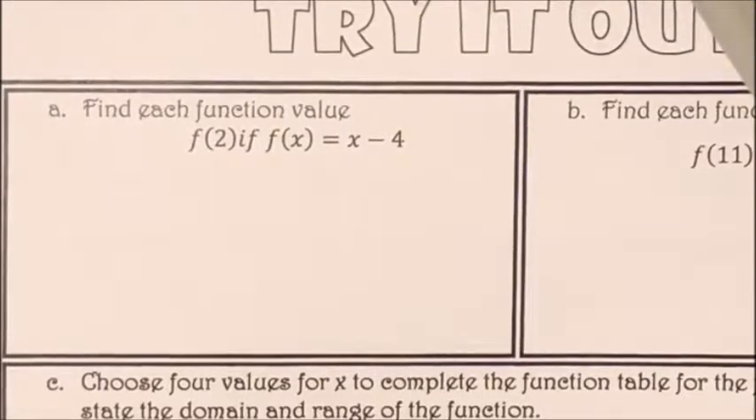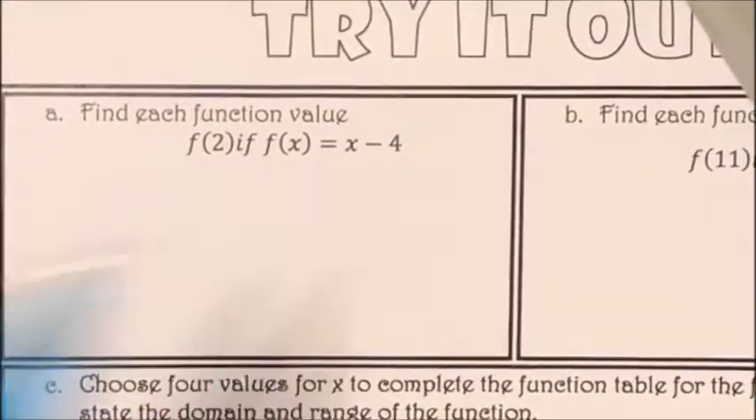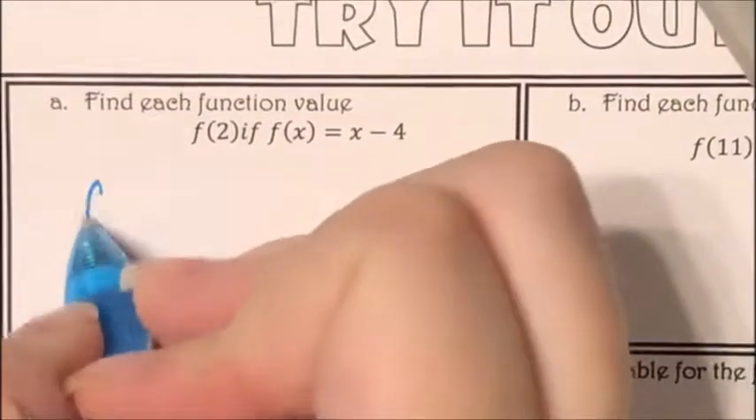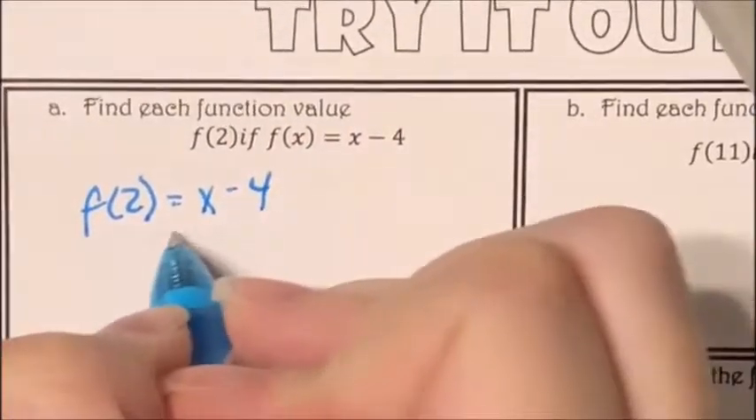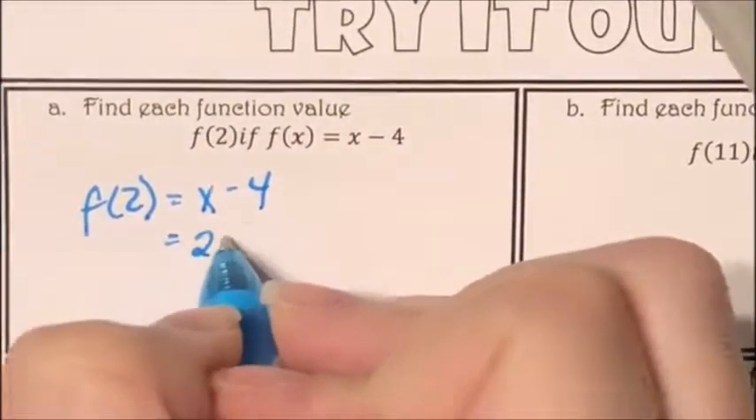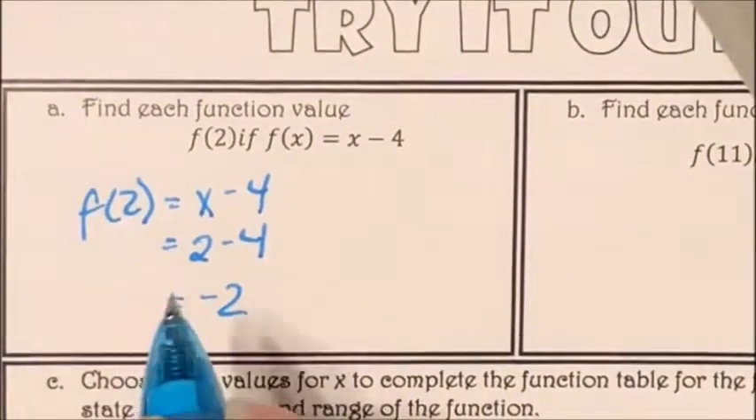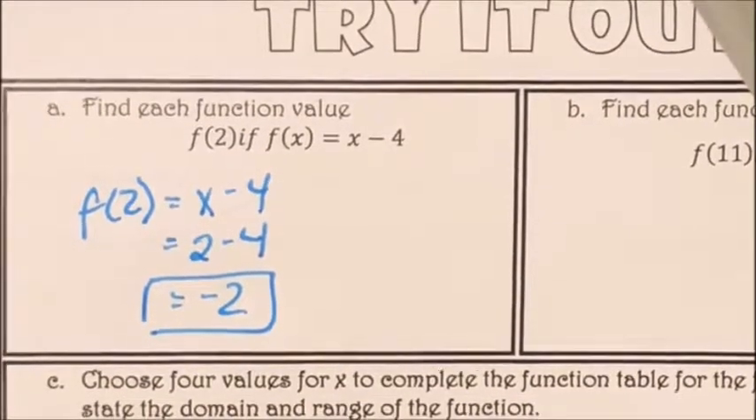Letter A says, find each function value. So I want to know f of 2 if f of x equals x minus 4. So I'm going to take f of 2 equals x minus 4, and I'll plug in 2 for x. So 2 minus 4 is negative 2. So f of 2 equals negative 2.